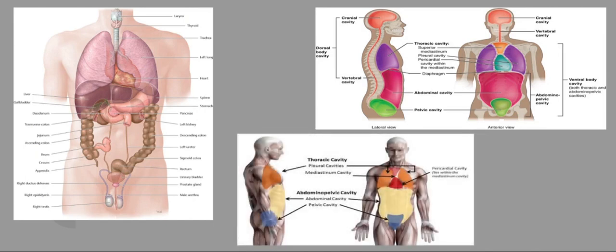And these are just more examples of the organs in each body cavity. Some pictures have empty spaces where it shows the vicinity that each body cavity is, and the picture on the left shows where each organ would be in each body cavity.